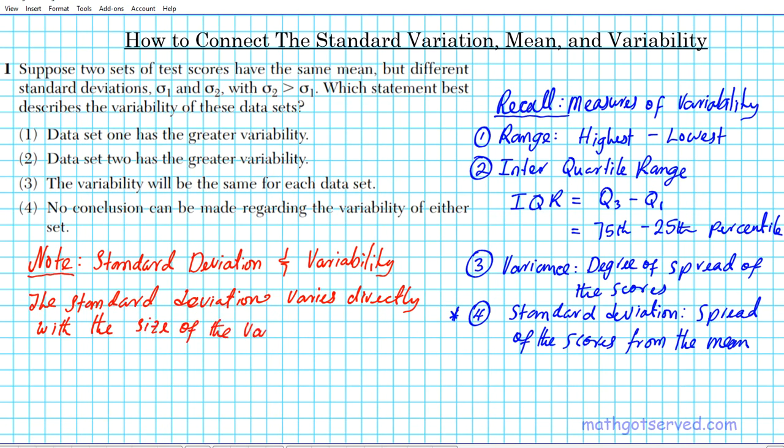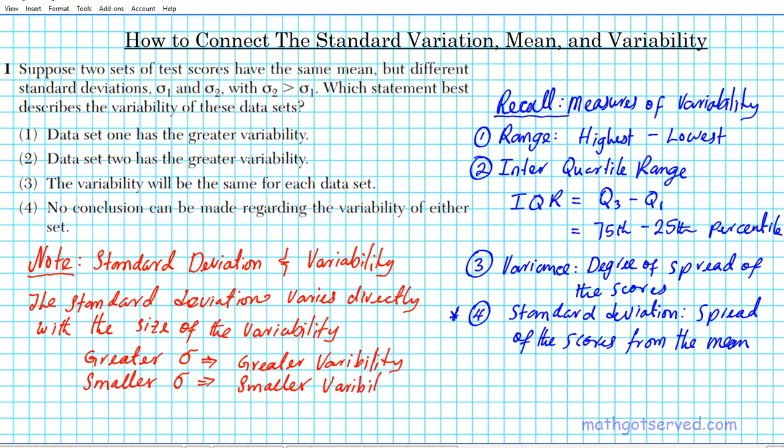All that basically means is that if you have a greater standard deviation value, a greater sigma value, that automatically implies that you're going to have a greater variability. That's what direct variation means. And the reverse is also the case. If you have a smaller standard deviation, a smaller sigma value, you're going to have smaller variability. That's because the spread of the data set from the mean is smaller.